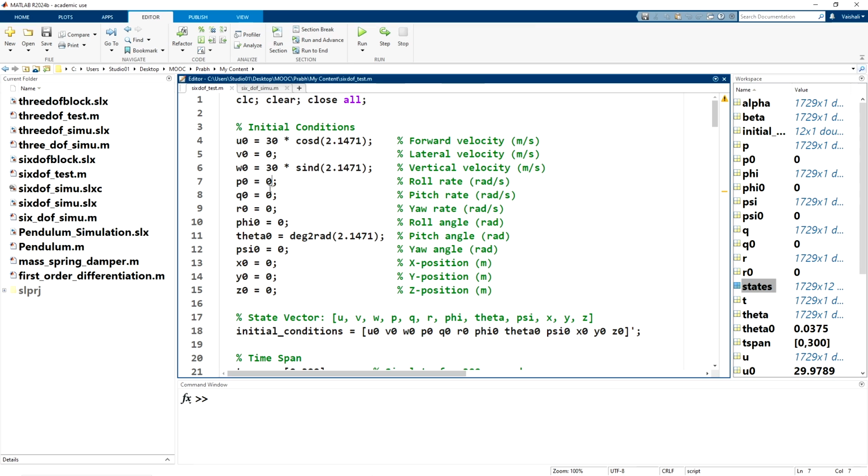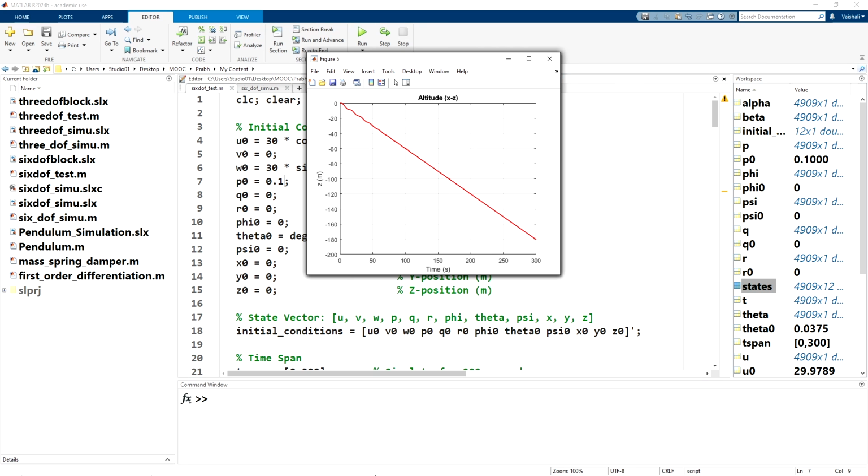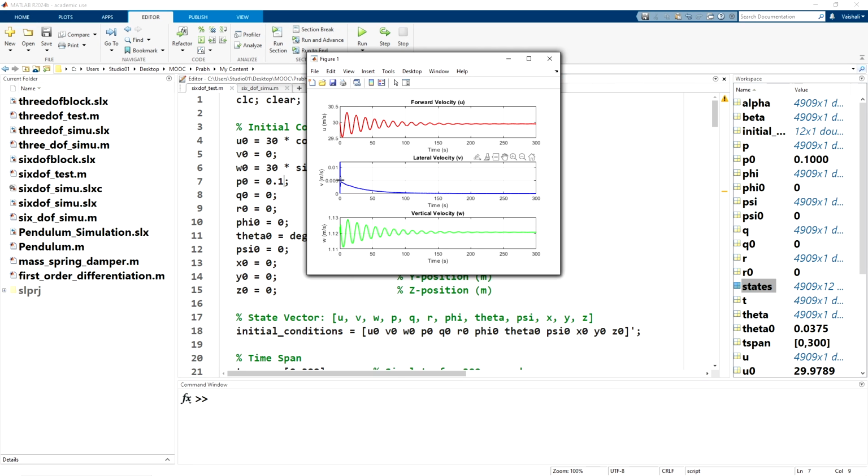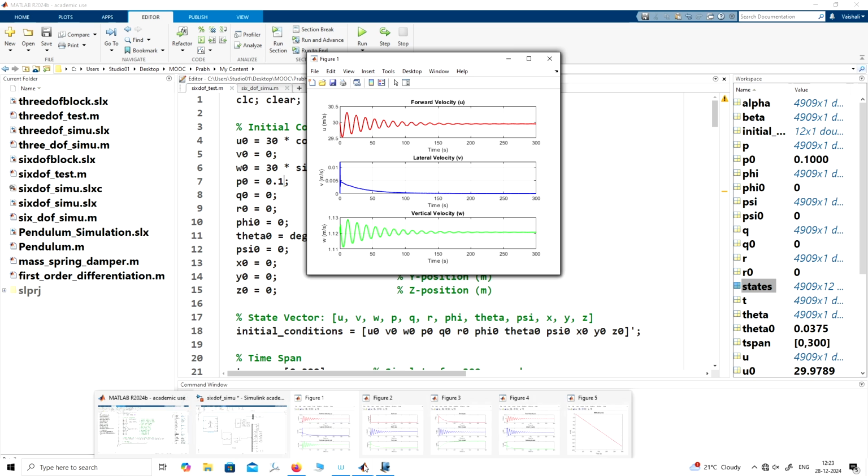It is mostly affected by the angular rates. Let me put it as 0.1, which is radians per second. Now if I run this code, let us see the plots. Now we have a small deviation in the side velocity v. Let us go and check p and r.